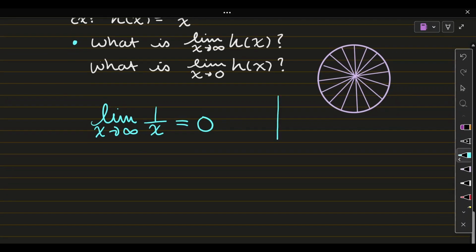Another way to see that is to think about the graph of 1 over x. If you know how to graph 1 over x, it looks like this. And as x goes to infinity, we get closer and closer to 0. Okay, so that's another way to see it. Now, the other question is, what is the limit as x goes to 0 of h of x, the limit as x goes to 0 of 1 over x?